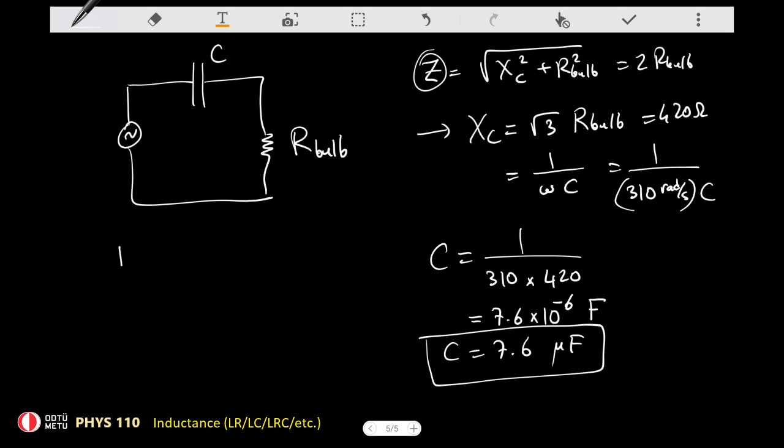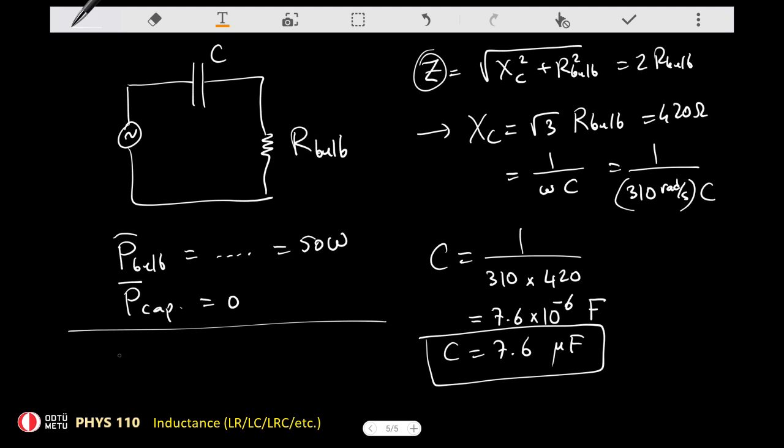So again, we have a similar situation in here. The power used by the light bulb, I don't want to write down the details in here, is 50 watts now. Average power used by the capacitor is 0. Again, assuming that the internal resistances of the wires and things like that can be neglected. So therefore, the total energy that you use from the mains electricity is again 50 watts in here. So as a result, it appears that it is better to use, let me pass to the second page in here.